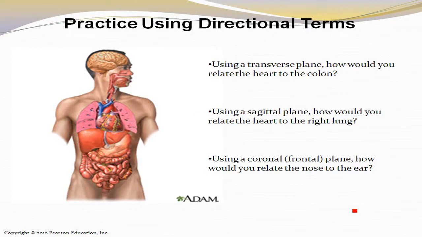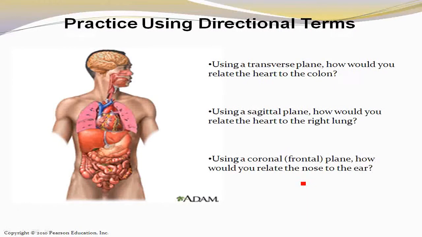Using a sagittal plane, how would you relate the heart to the right lung? Remember, a sagittal plane or section is a vertical section through the body that divides the body into left and right portions. What terminology are we going to use? Remember, medial and lateral, relating things with regard to how close they are to the midline of the body. There's your heart. Here's our right lung over here. We would say that the heart is closer to that imaginary midline through the body, so the heart is going to be medial to the right lung. Okay? That's not too hard.